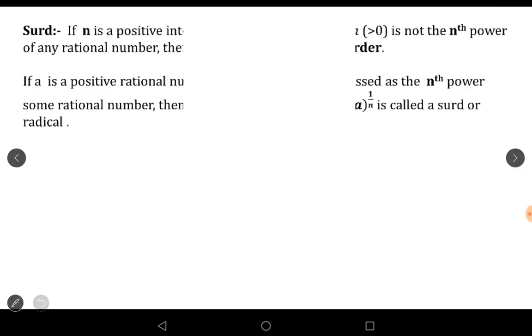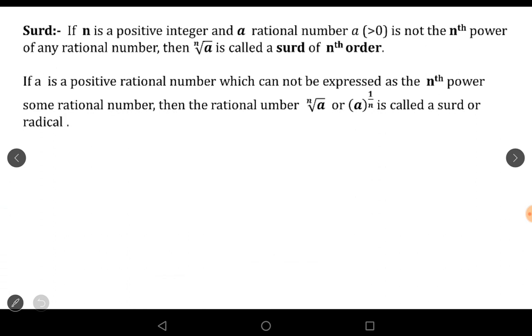First of all, what is a surd? Surd means: n is a positive integer greater than 1, A is a positive rational number greater than 0, and A is not written as the nth power of any other rational number b. So the nth root of A is called a surd of nth order.